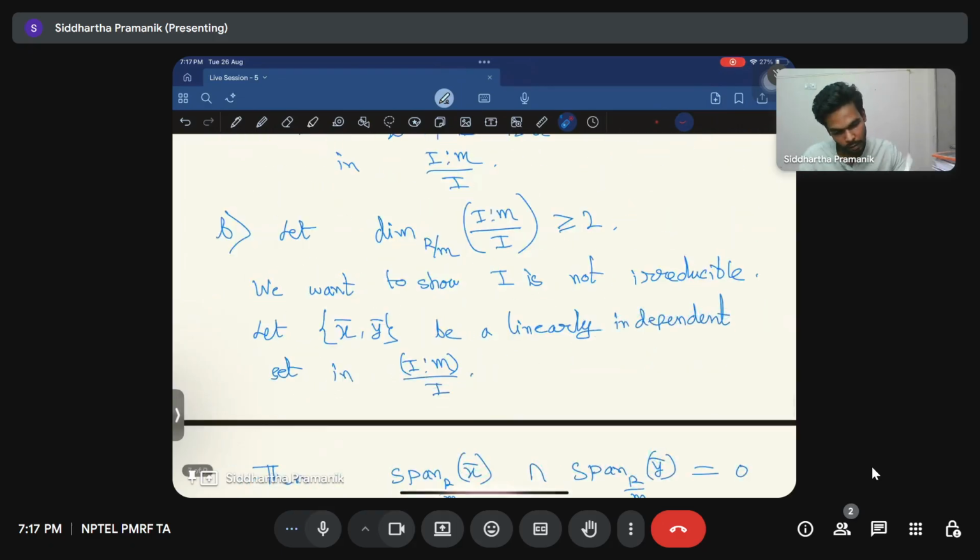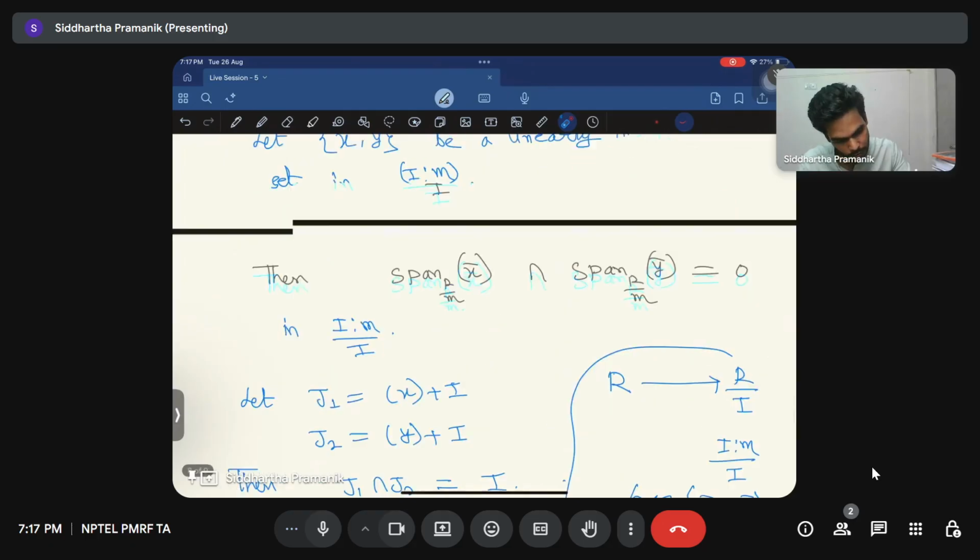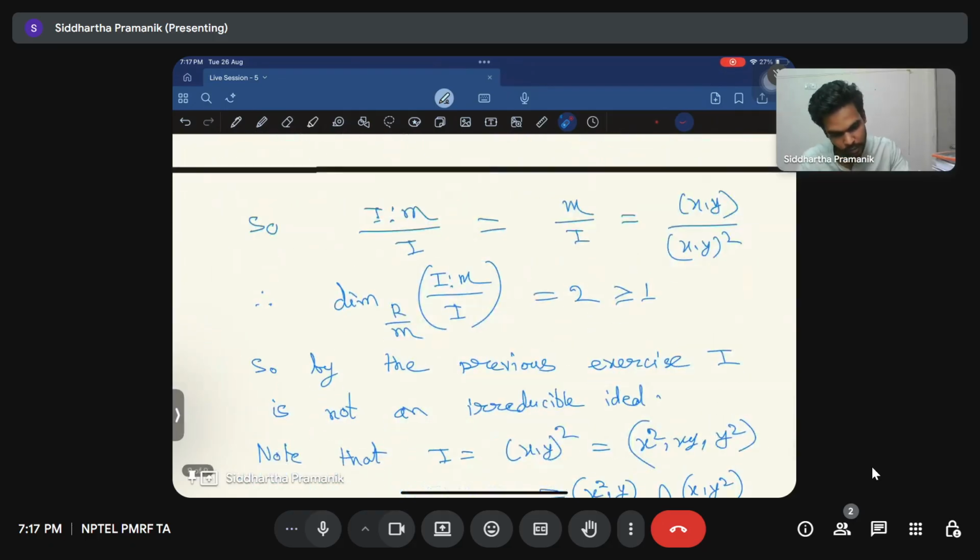Okay, I have written something wrong, I think. Yeah, this dimension has to be bigger than or equal to 2. If it is 1, then it has to be irreducible.